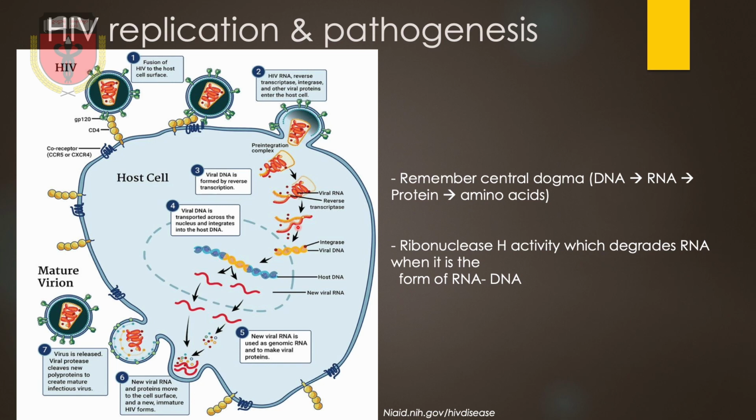And then once the viral DNA is formed, it goes into the host nucleus, and it integrates with the host DNA. This is where the integrase comes into play. It helps integrate the viral DNA into the host DNA, and so it becomes double-stranded DNA.